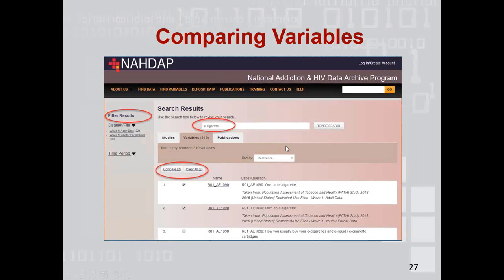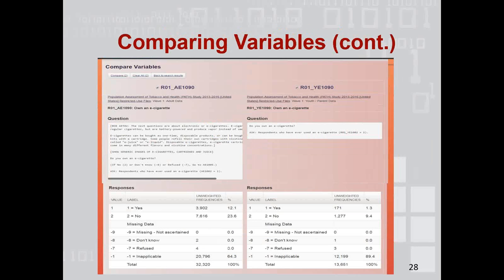So let's do an example here. On the previous page, I typed in e-cigarette as my search term, and that brought up these search results. If I was only interested in looking at variables about e-cigarettes in the adult file, I could use the filter on the left-hand side of the screen to narrow my results. But in this case, I had two variables that I wanted to compare show up right at the top, so I selected those two variables because they were similar between the adult and the youth file. So I'll show you now what the comparison feature looks like.